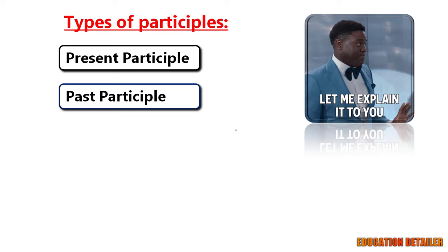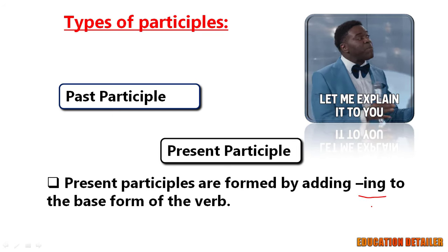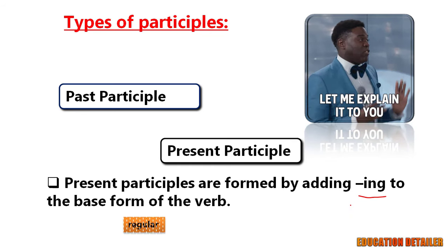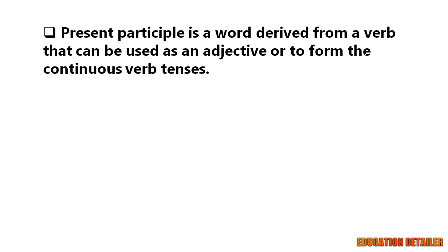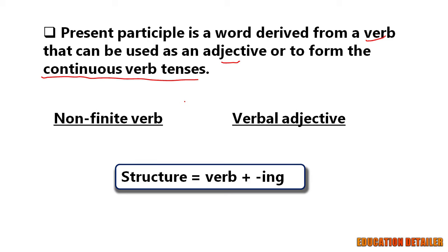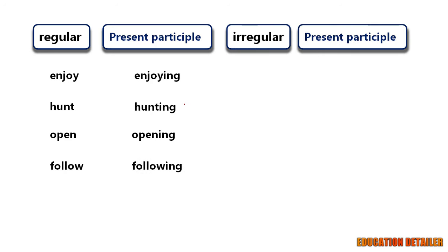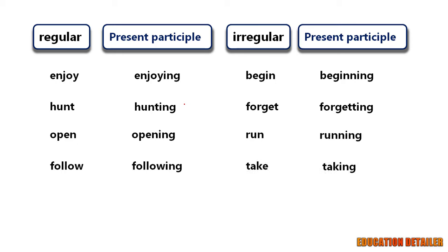Let me explain these in a detailed way, starting with the present participle. Note down, present participles are formed by adding ing to the base form of the verb, whether the verbs are regular or irregular. It is a word derived from a verb that can be used as an adjective or to form the continuous verb tenses. It is a non-finite verb or verbal adjective. Have a look at the structure: base verb plus ing. Look at some regular verbs: enjoy, enjoying, hunt, hunting, open, opening, follow, following, and some irregular verbs like begin, beginning, forget, forgetting, run, running, take, taking, and many more.